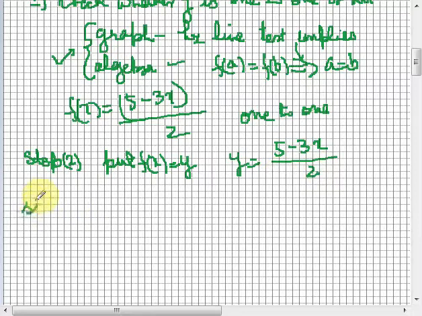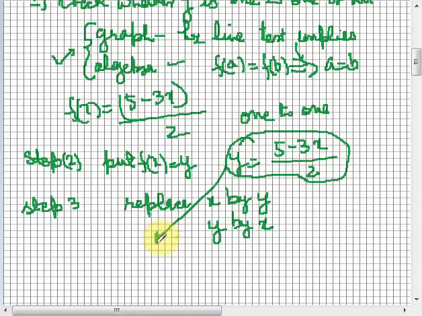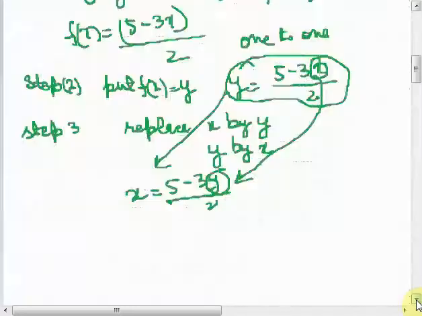Step 3, replace x by y and y by x. That is, this equation now transforms to x equals (5 minus 3y) upon 2. That is, in place of y I have put x, in place of x here I have put y. Right. Then I solve for y.